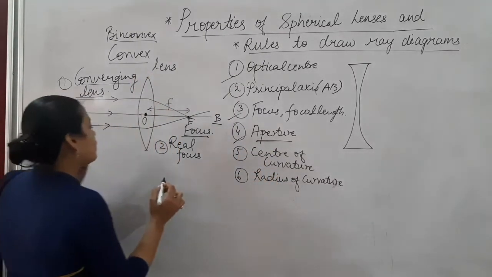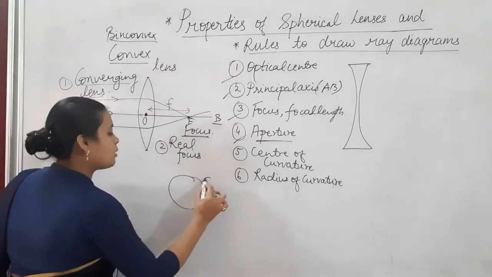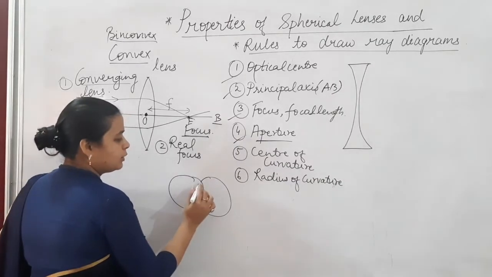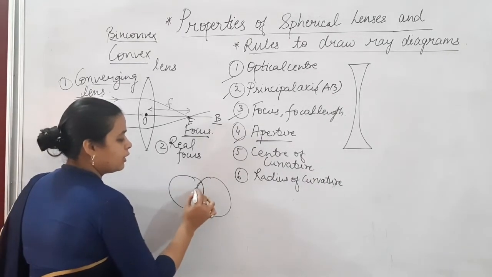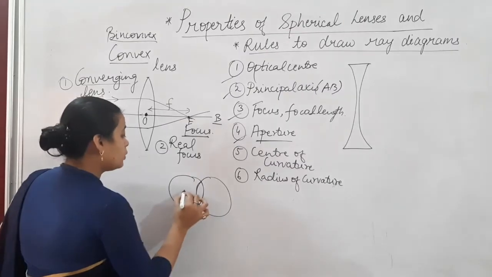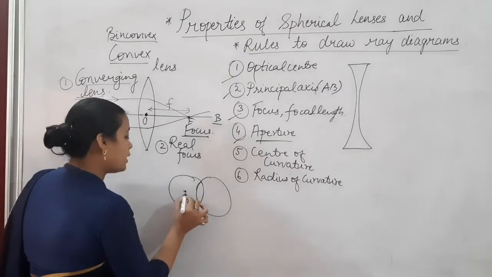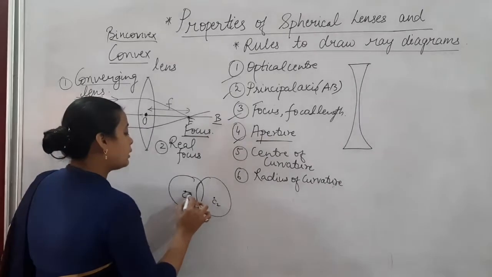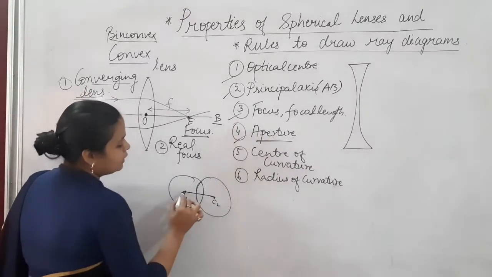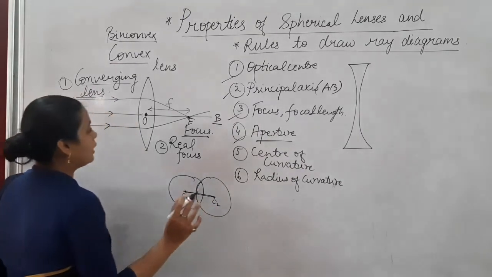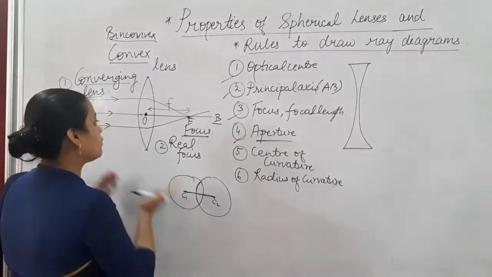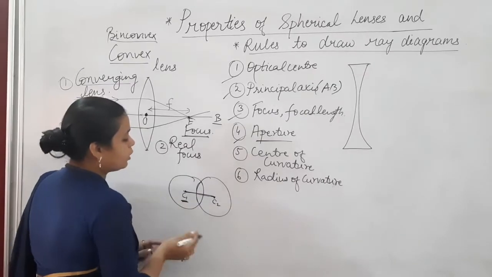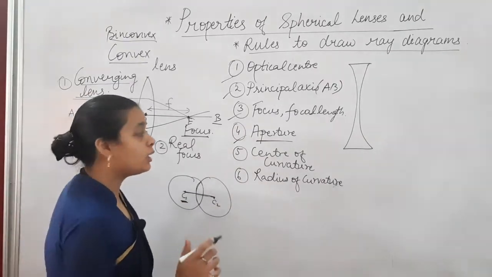Center of curvature. I have told that lenses are parts of two spheres: one spherical surface of one lens and another spherical surface of the other. So this sphere has center C1, and this sphere has center C2. If we join these like this, it is going to behave as the center of curvature. Lenses have two centers of curvature, one on the left side, one on the right side, because one center is of the first sphere and another center is of the other sphere.